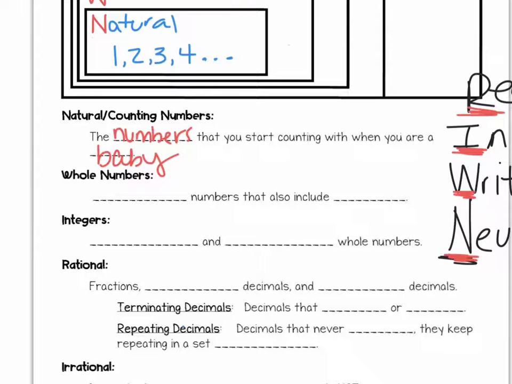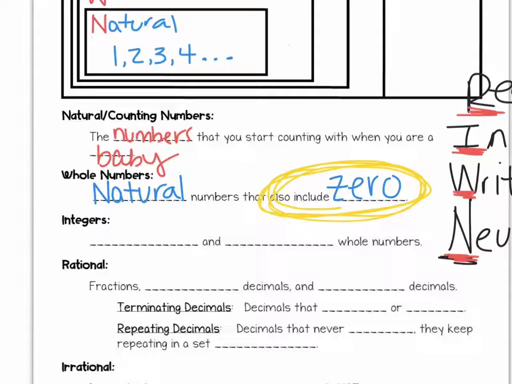The next one we have is whole numbers. And whole numbers are just natural numbers that also include one thing. There is just one number in whole numbers that makes it special. Otherwise, it's just a natural number. So we have all those natural numbers, 1, 2, 3, 4, 5, 6. But whole numbers have one special thing about them, and that is the number 0. 0 is the only thing special about these. And so right here, you need to either circle it, underline it, whatever you need to do. But whole numbers are natural numbers that include 0.